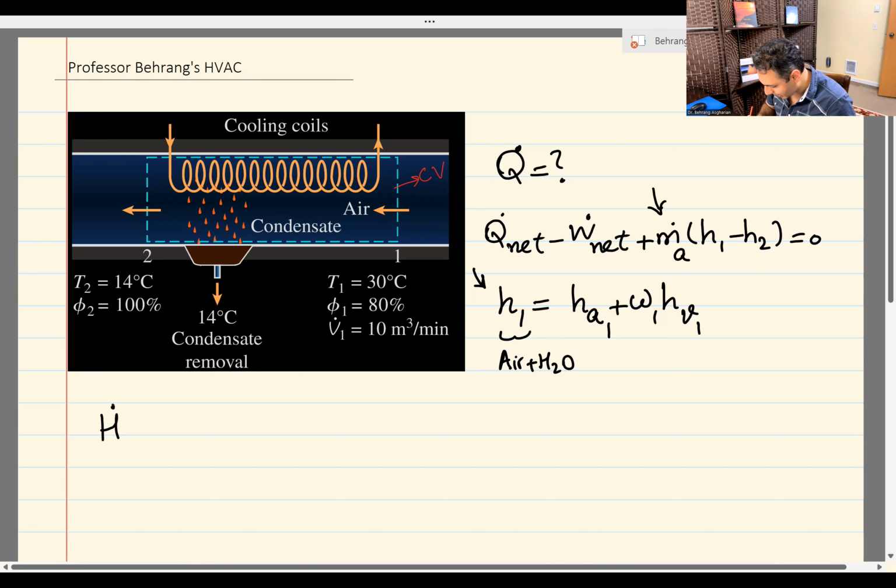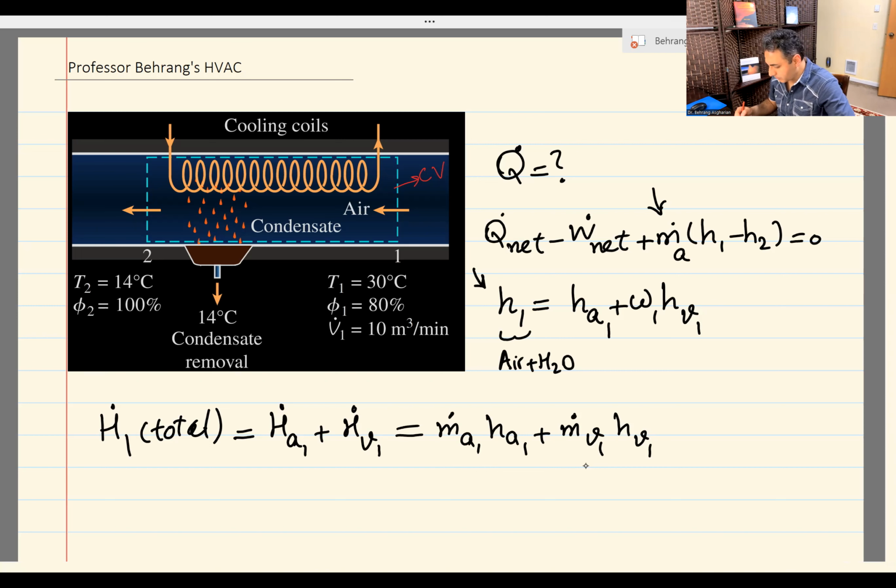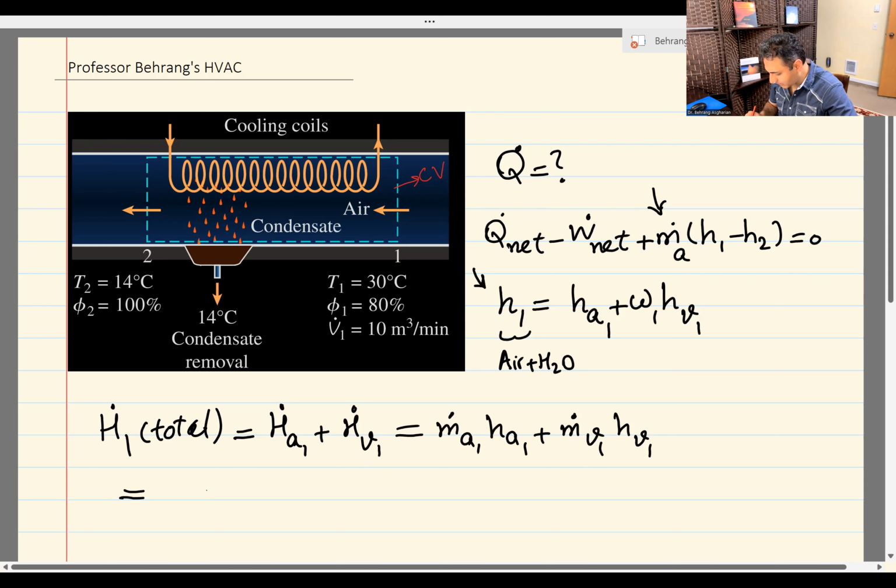If this is what I mean, H dot at 1, the total H dot at 1, what is it? It's supposed to be the H dot of dry air at 1 plus H dot of water, the vapor at 1. Let's see if what I'm saying is correct. So I can rewrite this whole thing as m dot of dry air at 1 times H of dry air at 1 plus m dot V, water content at 1, times the HV at 1. Okay, that's correct. And now if I go ahead and factor out basically m dot of dry air, let's see what happens. It becomes m dot of dry air at 1 times HA plus m dot of V1 over m dot of dry air at 1 times HV1, like this.